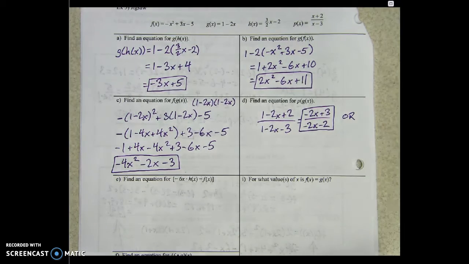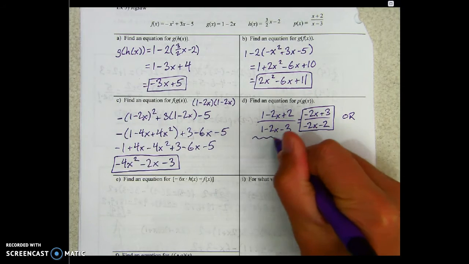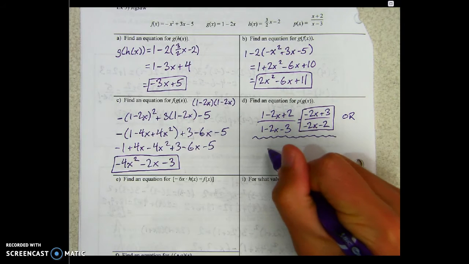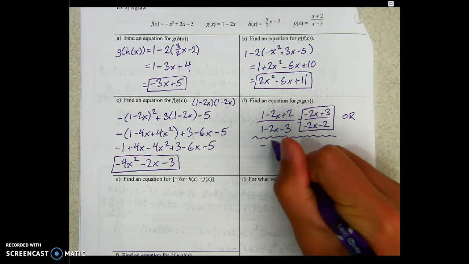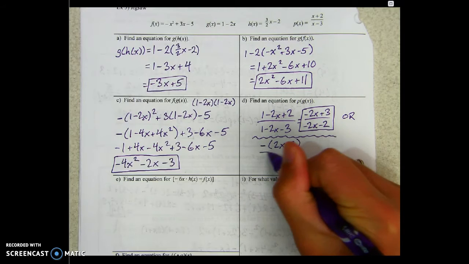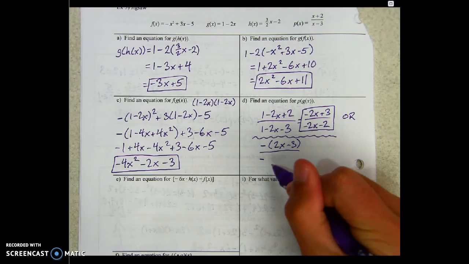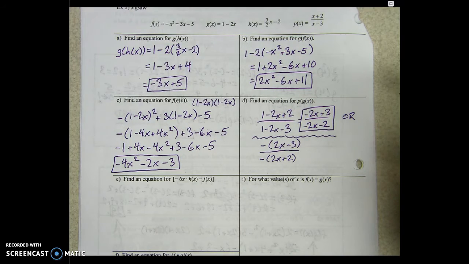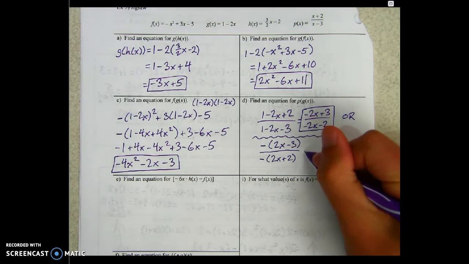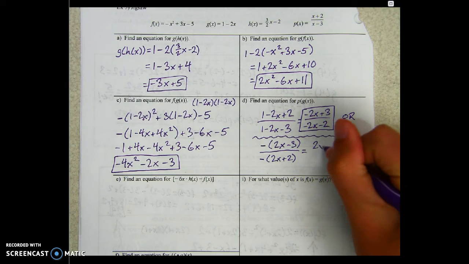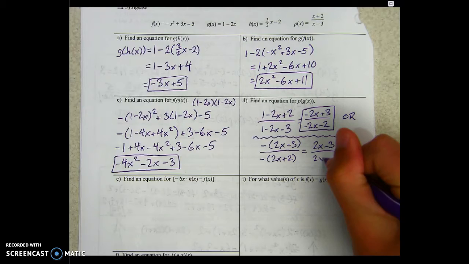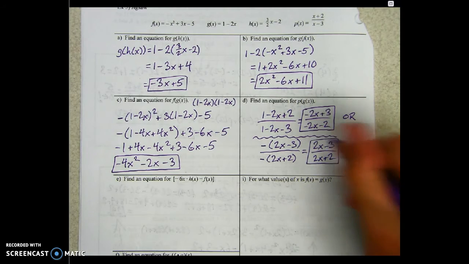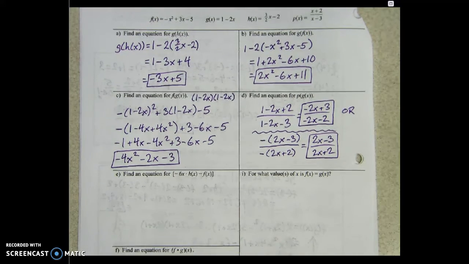Or, in case you weren't aware, guys, because we notice that there's a negative situation happening here, we can factor that negative out, and let's just see what that looks like. If we factor a negative out of the top, we end up getting negative quantity 2x minus 3, right? Over, if we factor a negative out of the bottom, negative quantity 2x plus 2. Well, a negative over a negative, really that's like negative 1 over negative 1. That's just 1. So another alternate solution could look like 2x minus 3 over 2x plus 2. Either version would be fine.